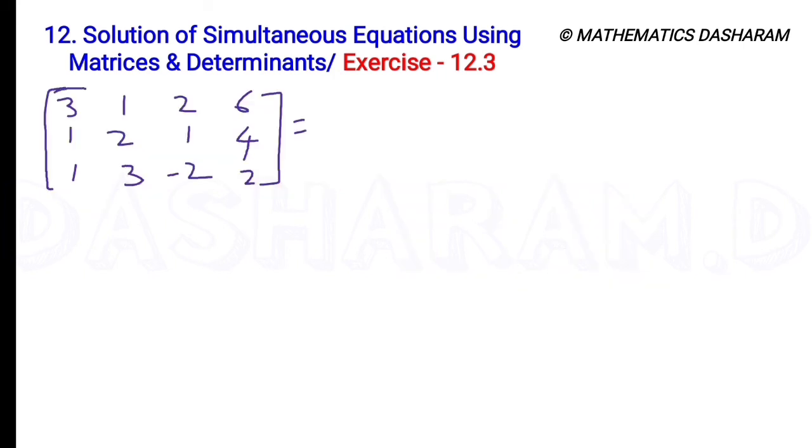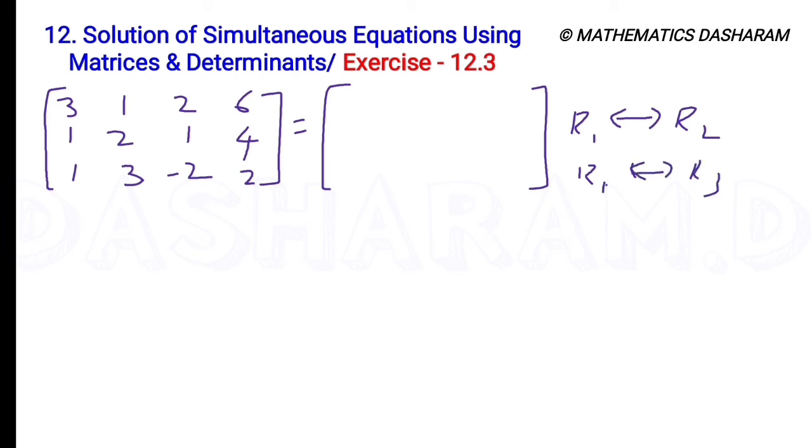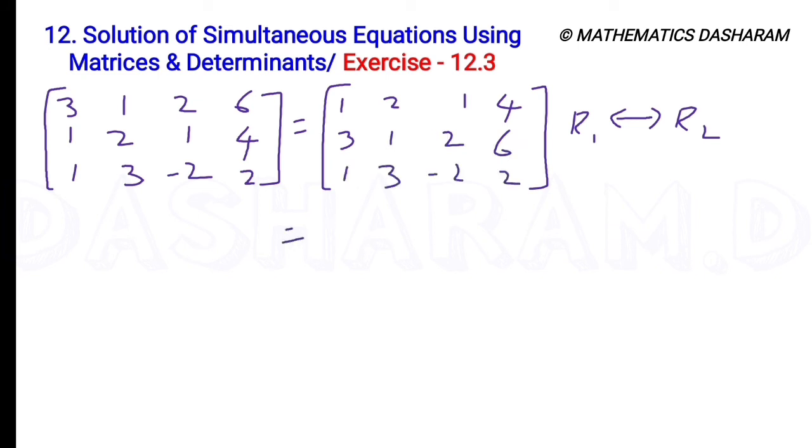So here we need a 1 as the answer. So that is why we interchange row 1 and row 2. Sorry, not replace, interchange. Otherwise row 1 and row 3, your wish. So I am interchanging row 1 and row 2: 1, 2, 1, 4; 3, 1, 2, 6. Next, the last row: 1, 3, minus 2, 2.